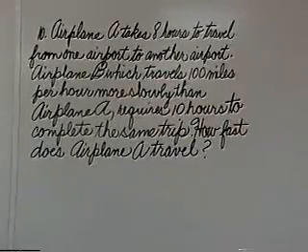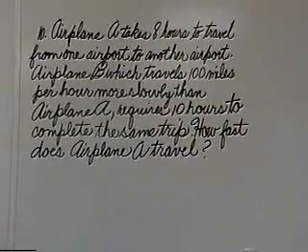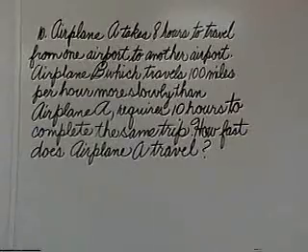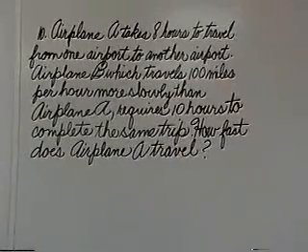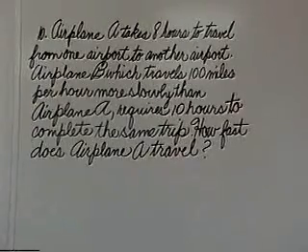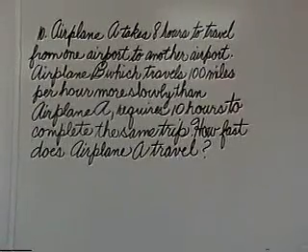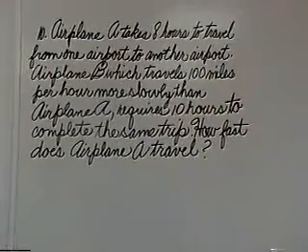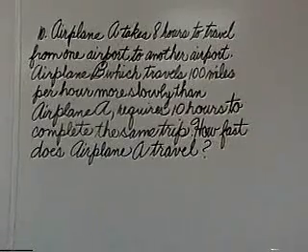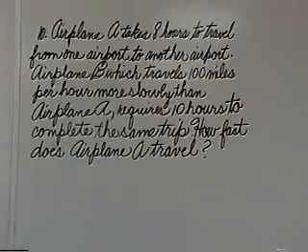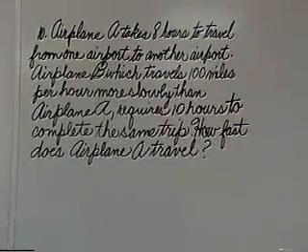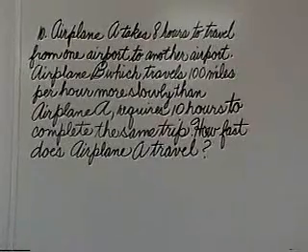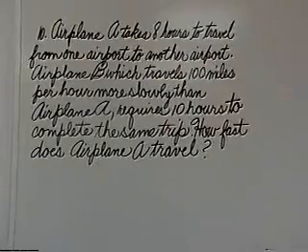Go back and read it again. Airplane A takes 8 hours to travel from one airport to another, so that distance is there from one airport to the other. Airplane B, which travels 100 miles per hour more slowly than A, requires 10 hours to complete the same trip. Same trip. Now what's the same in there? Is the speed the same? No. Is the time the same? No, one was 8 hours. Is the distance the same? Yeah, the distance is the same.